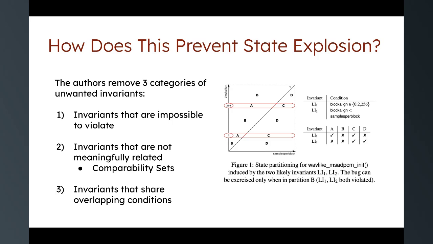So by filtering and optimizing invariants in these ways, the system keeps the number of checks manageable. This allows the fuzzer to explore more meaningful state partitions without causing the input queue or runtime overhead to explode.